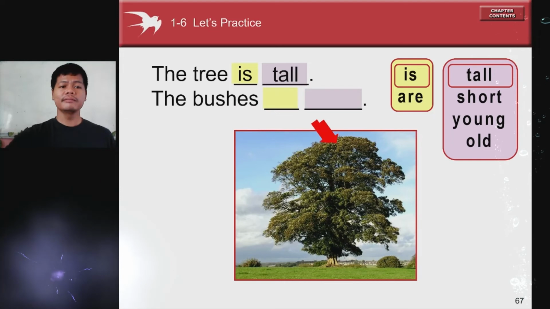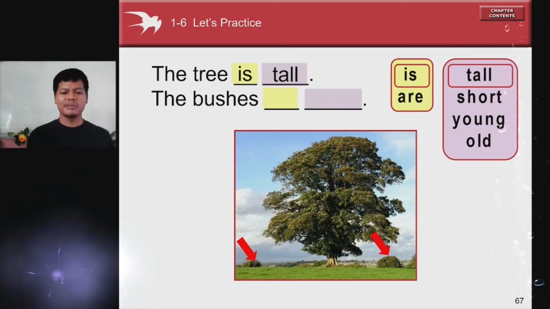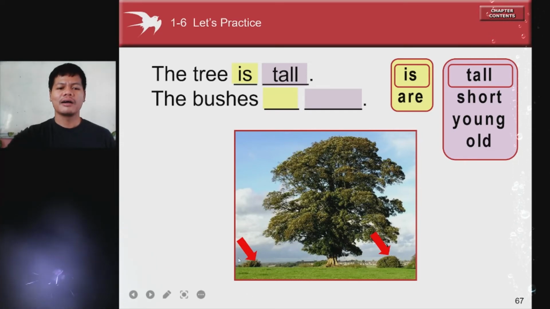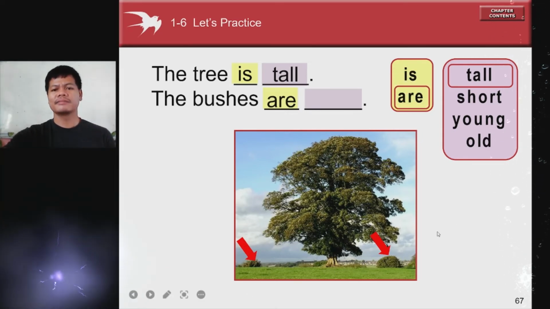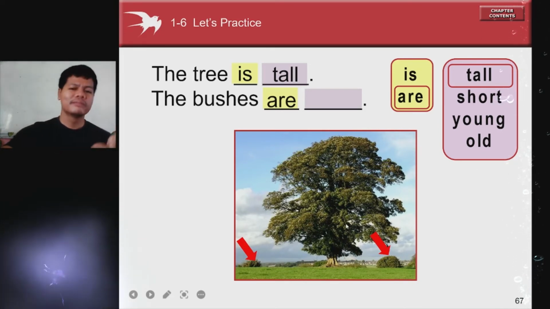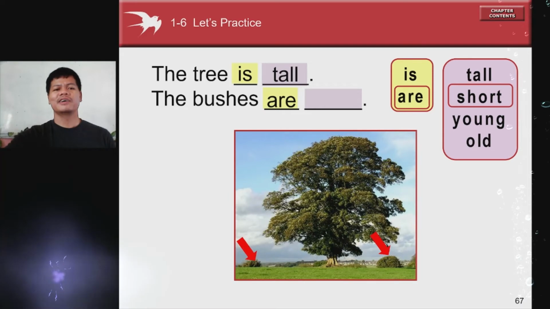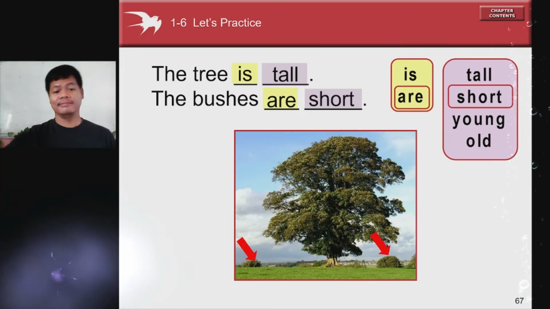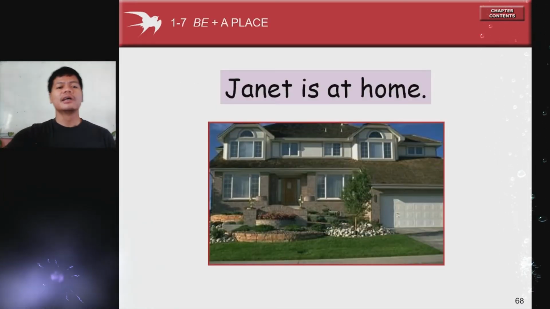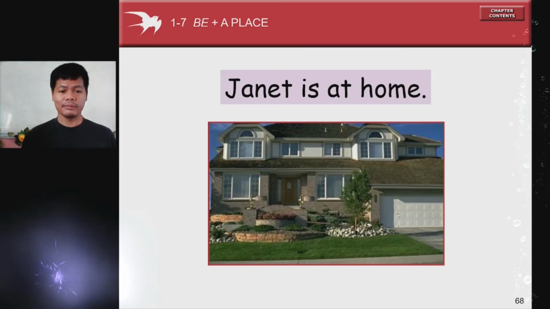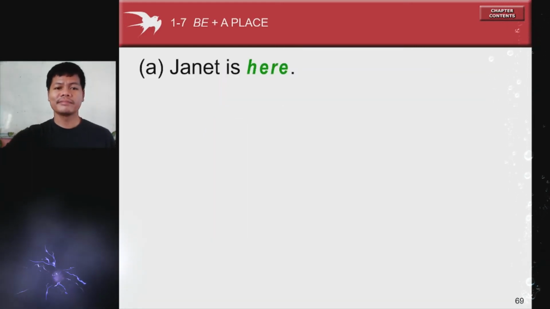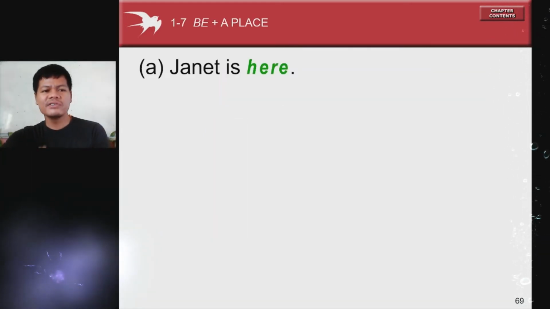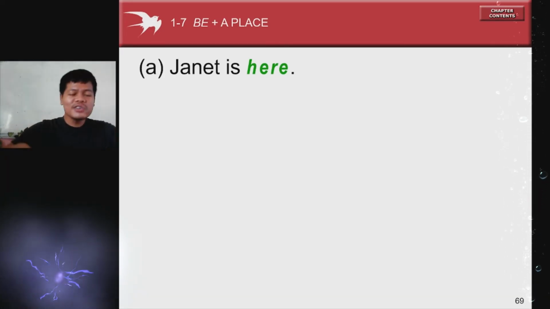Okay, and then the bush, very good. Short or tall or young or old? Short. Okay, very good. And then Janet is at home. Yes or not? Janet is here at home.